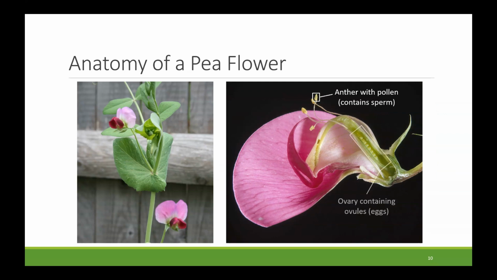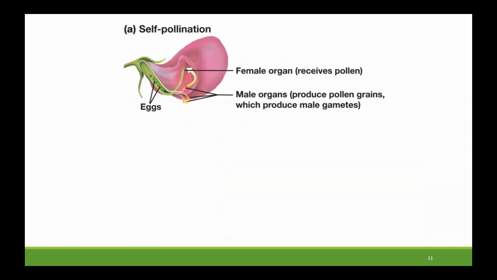And then now I'm highlighting in the white rectangle, this is the ovary. And you can see in the ovary, it contains these little round cells that are called ovules. And the ovules are the equivalent of eggs in humans. There's the female gamete. So as you can see, both the male and the female parts are contained within the same plant. So this means it's possible for pea plants to mate with themselves. And when they do so, this is called self-pollination. The pollen in the flower enters the ovary and fertilizes the ovules within that same flower.